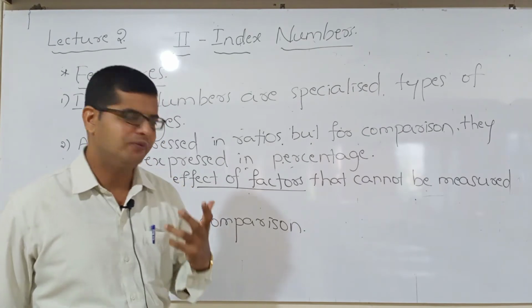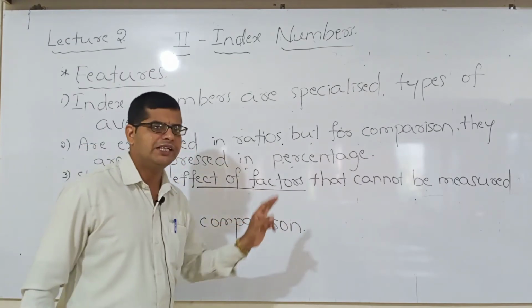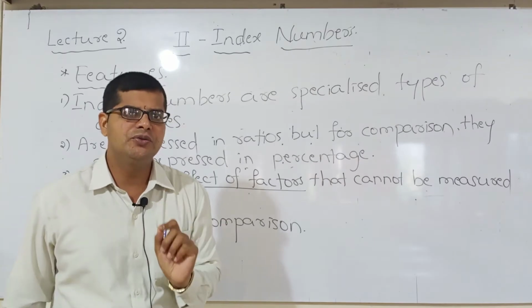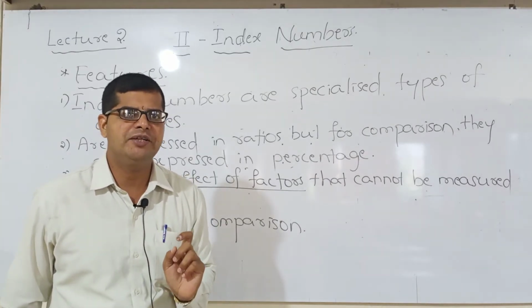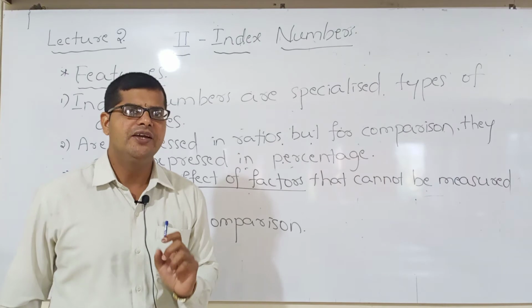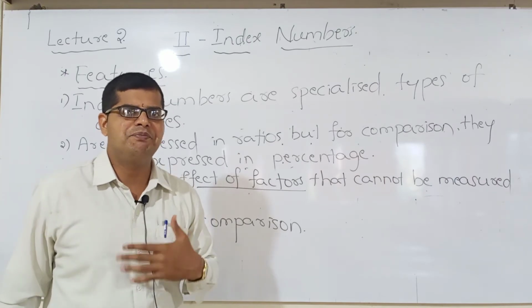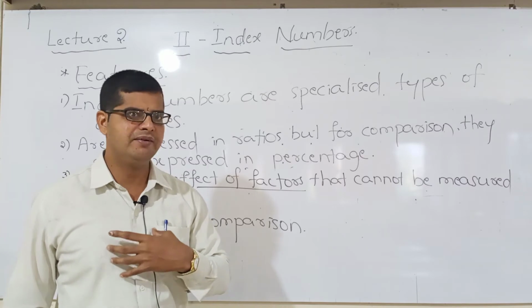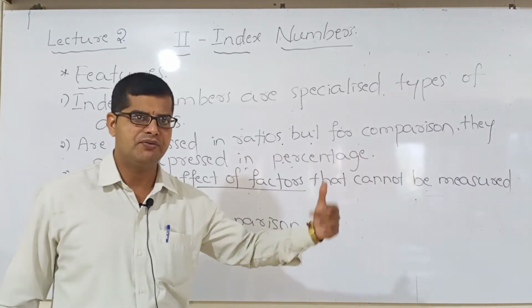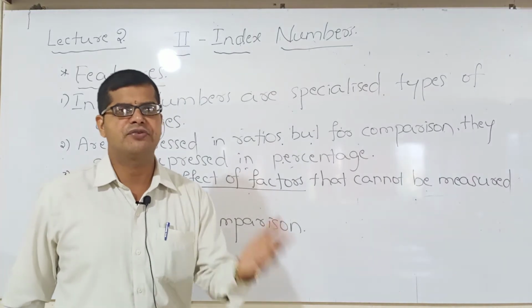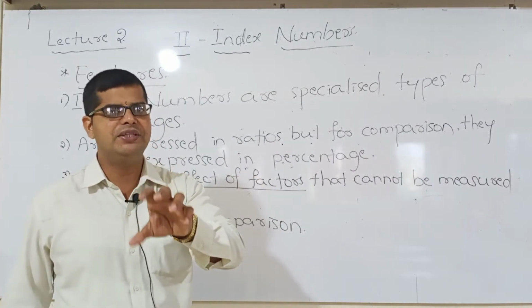And I told you, when we think of comparison, there should be a minimum of two numerical data. That's what I told you in the previous class: you cannot compare with yourself. I cannot compare with myself. I can compare myself with others, my friends or my neighbors. So you can compare with your neighbors or your friends, but you cannot compare with yourself.